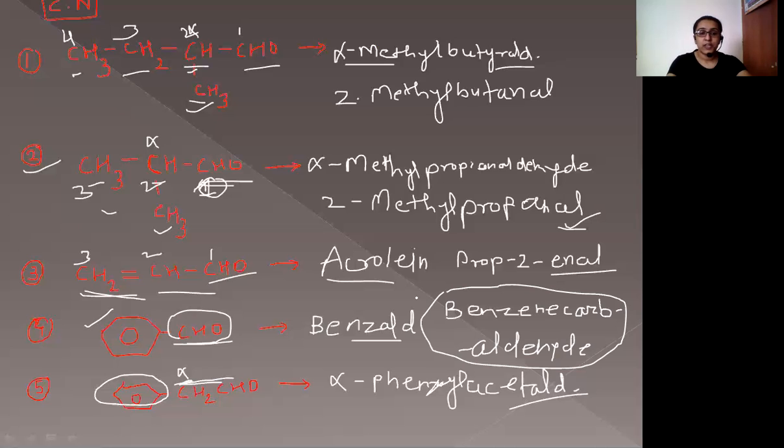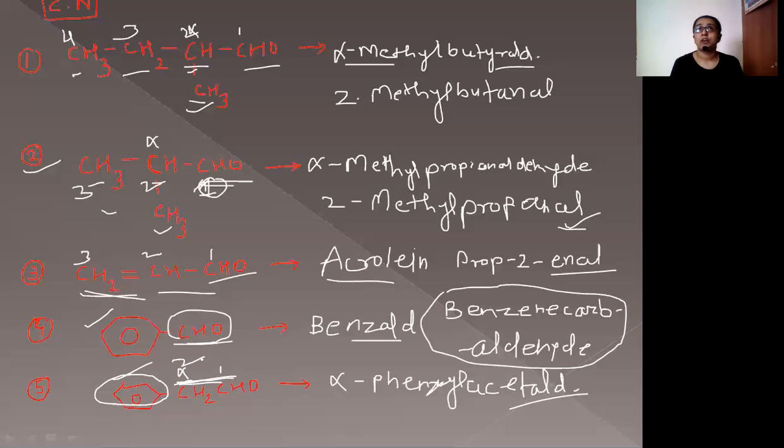What will be the name of the bottom one then? This is 1 and this is 2. So it is 2-phenyl ethanal. 2 carbon containing alkane is ethane. E is replaced by Al. So this one is ethanal. I hope you will study the easy ones yourselves. It's not that big a deal.